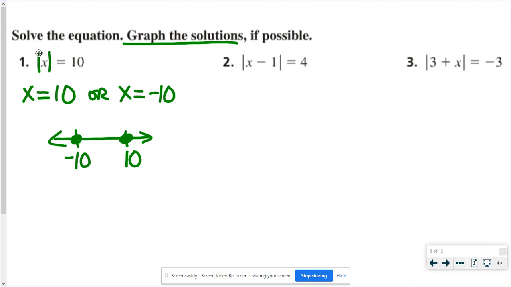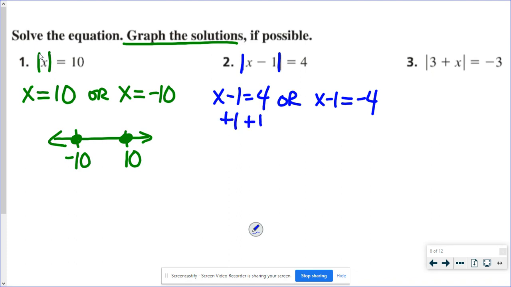Take a look at number 2. The absolute value of x minus 1 equals 4. So I'm going to start with my 2 equations. Again, to get rid of the 2 bars, I write 2 equations. So my first equation looks just like this. Just take the absolute value out. x minus 1 equals 4. The second equation is just going to be x minus 1 equals negative 4. Change the sign. And now these are one-step equations. You can solve this.